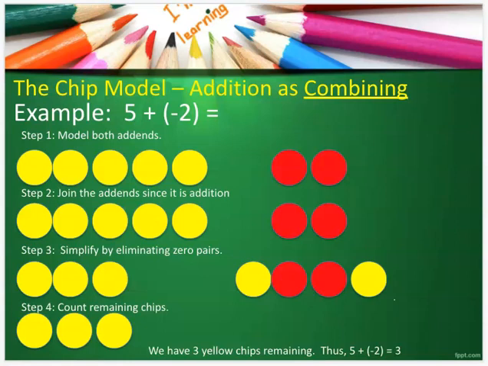Now you'll want to simplify this by eliminating 0 pairs. Notice I have 2 red chips and 2 yellow chips, which would each have a value of 0, because a red and a yellow together is a 0 pair. So I'm going to eliminate them, and I'm just going to count the remaining chips. So now I have 3 yellow chips, so my answer to 5 plus negative 2 must be positive 3.